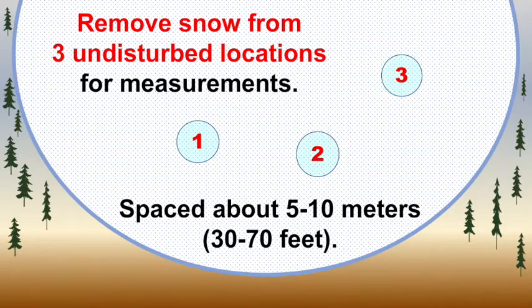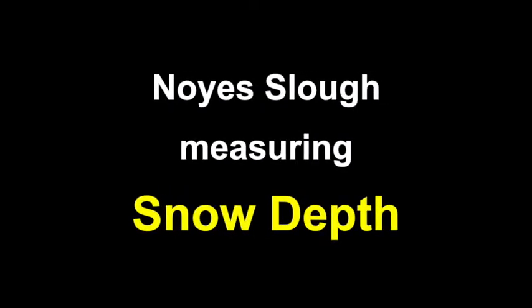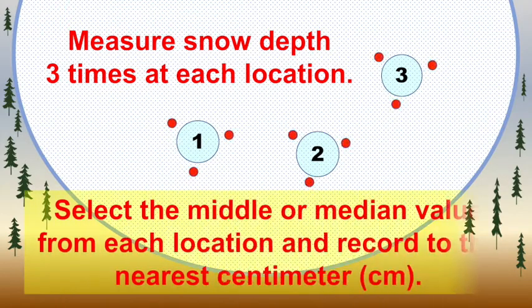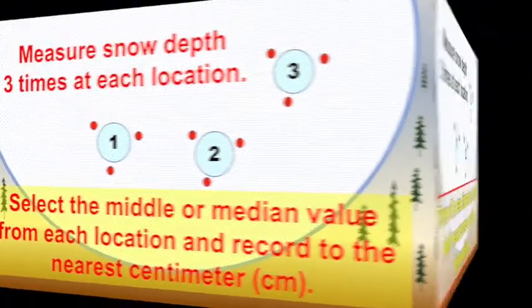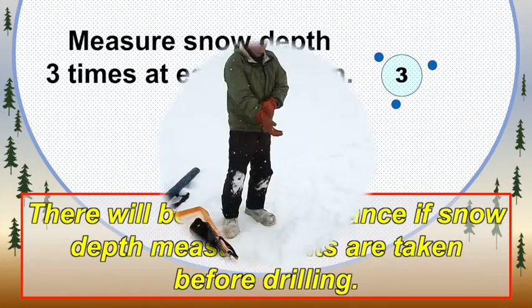Remove snow from 3 undisturbed locations for measurement, spaced about 5 to 10 meters apart or 30 to 70 feet. Measure snow depth 3 times at each location. Select the middle or median value to record to the nearest centimeter. There will be less disturbance on the snow surface if snow depth measurements are taken before drilling.